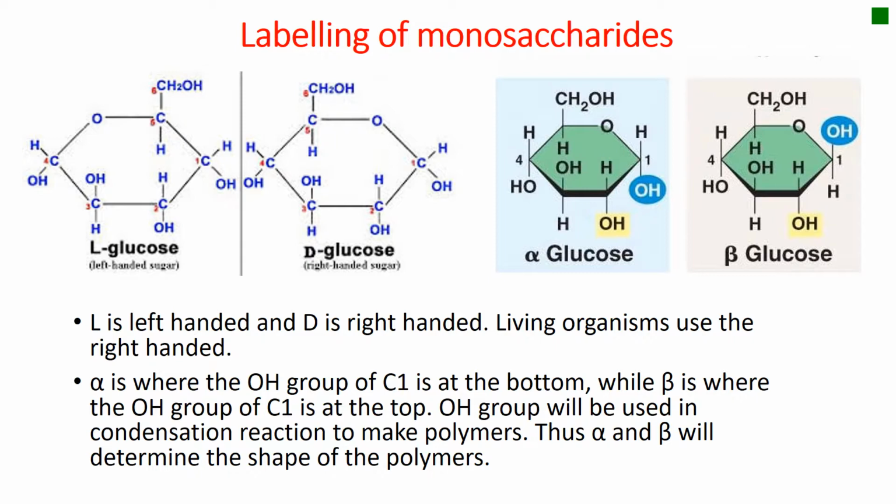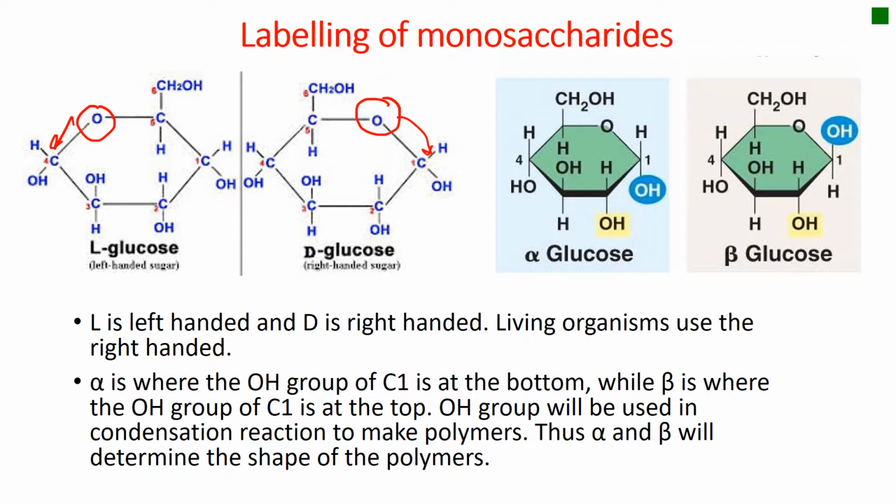Now, in this case we talk about left-handed or right-handed, and in the textbook, they used glucose as the example. Right, L stands for left-handed, and D is for right-handed, as you can see in this picture. The right-handed means this oxygen has the carbon that has no side chain on the right side of it. However, in the left-handed, the carbon that has no side chain is located on the left side of it.